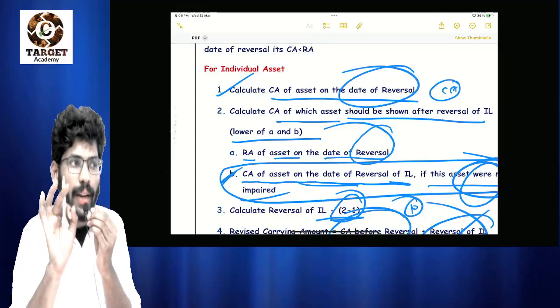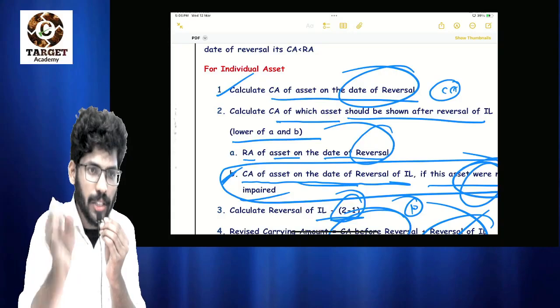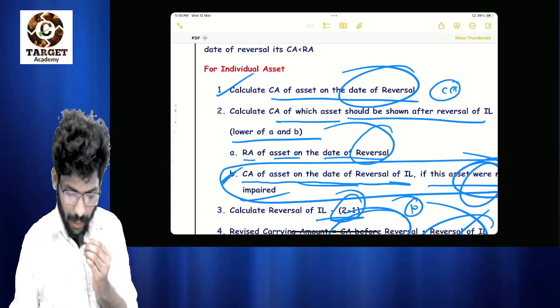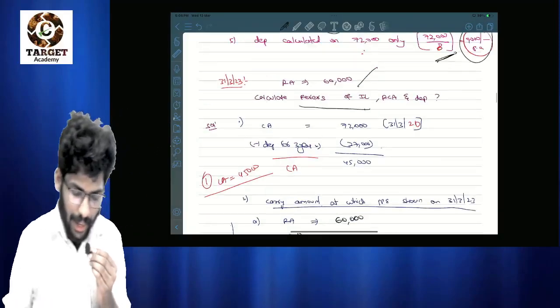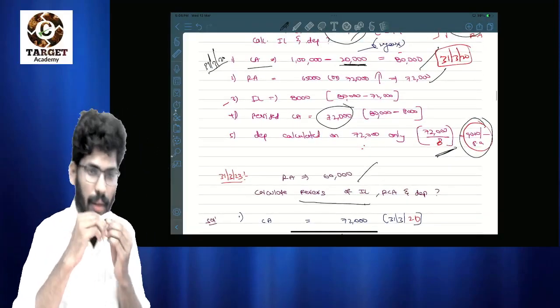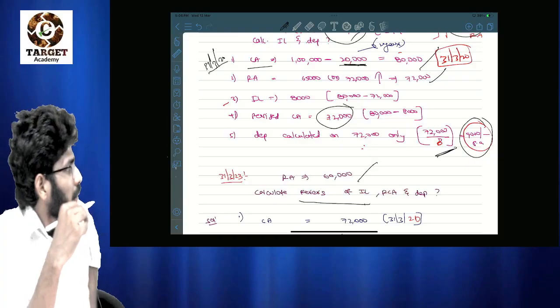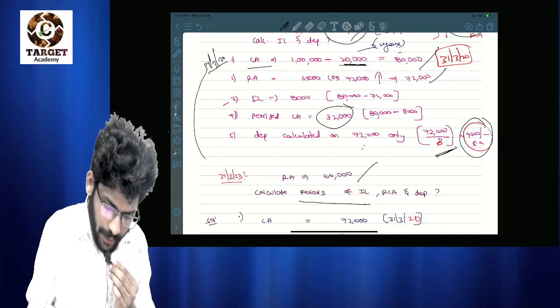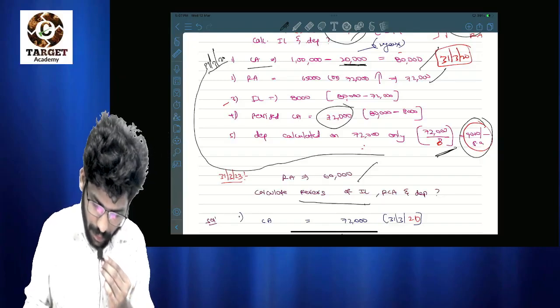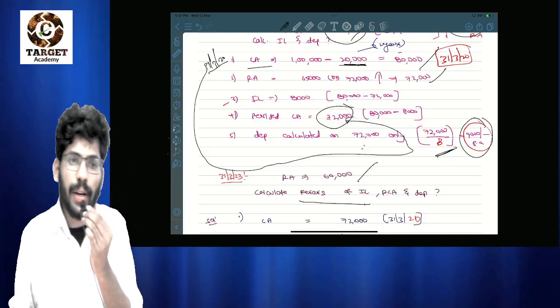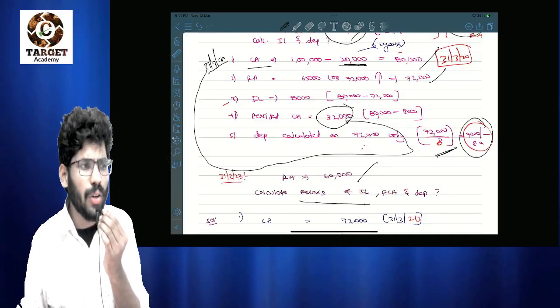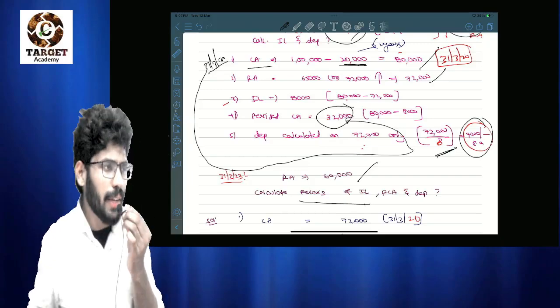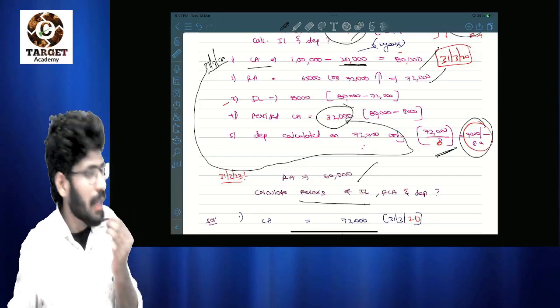So please calculate the carrying amount on 31st March 2023. Everyone, please calculate it. Sir, the carrying amount on 31st March 2020, how much? 72,000, right? Say yes or no? 72,000 only. After impairment loss on 31st March 2020, the carrying amount is 72,000.